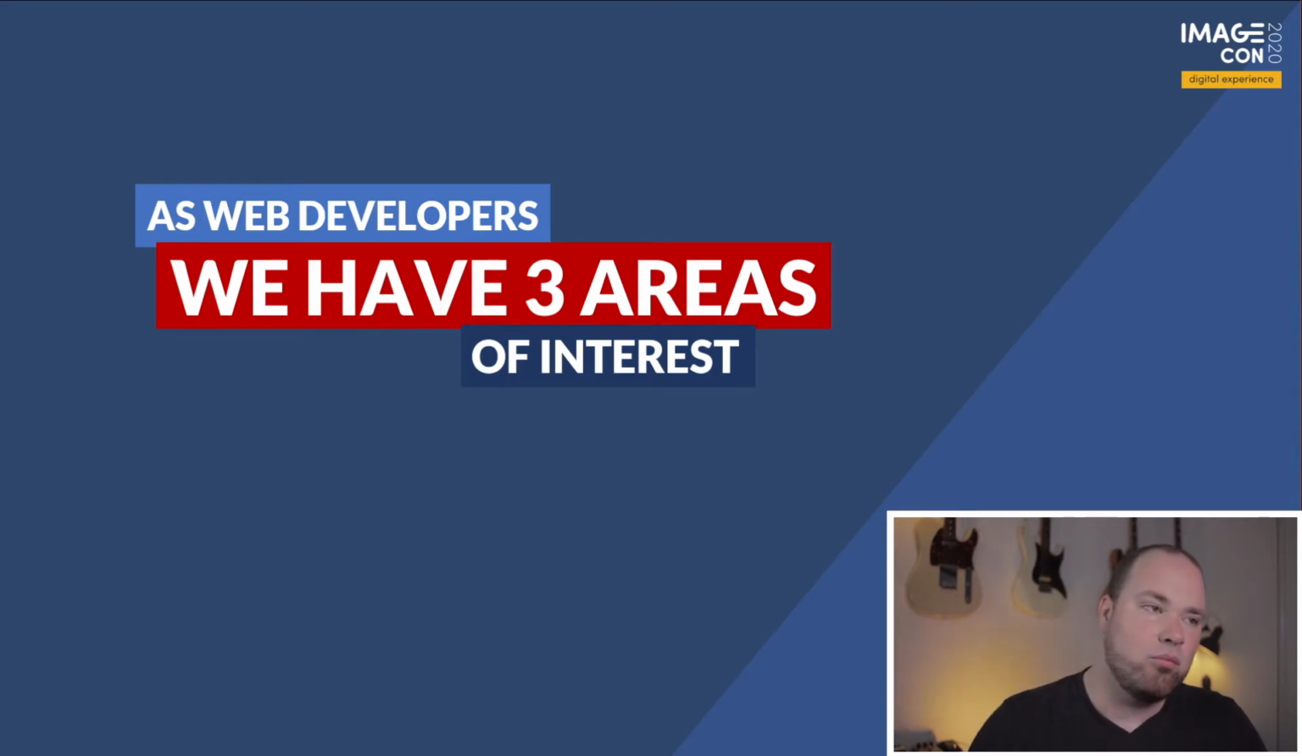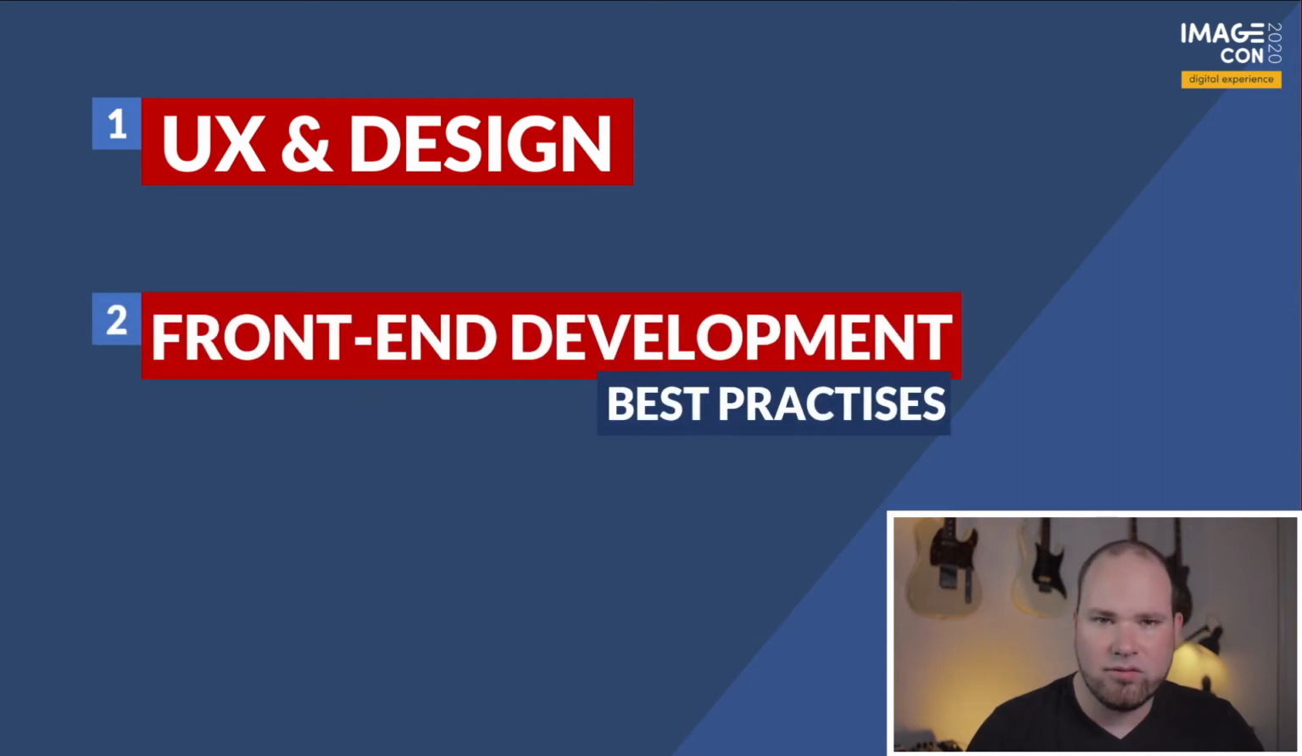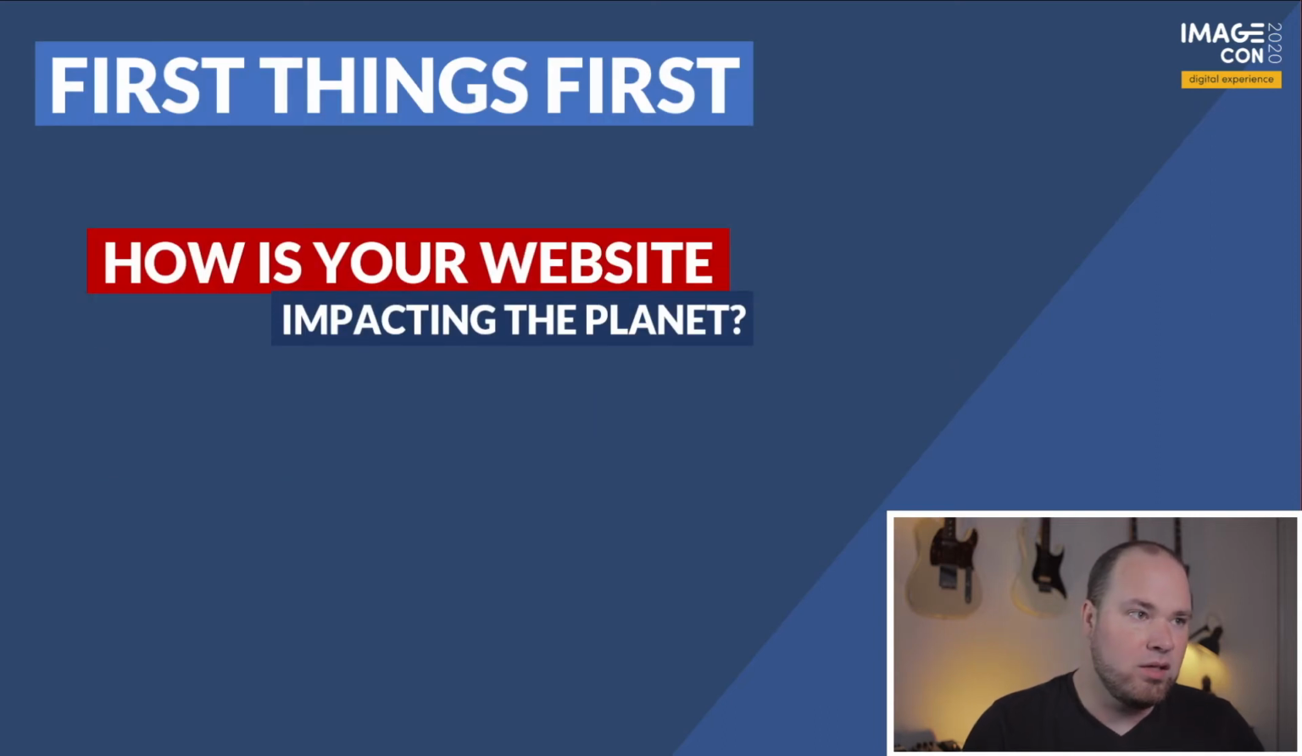I've scoped this talk more towards a development production team and what they can do to make this better. I have identified 3 areas roughly in which we can work. First, UX and design. Second, front-end development best practices. And third, architecture choices.